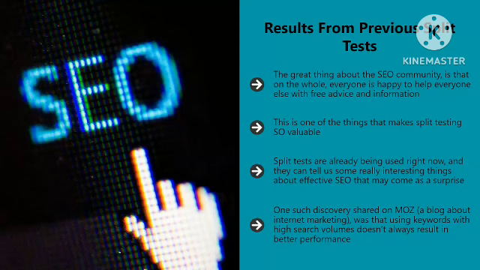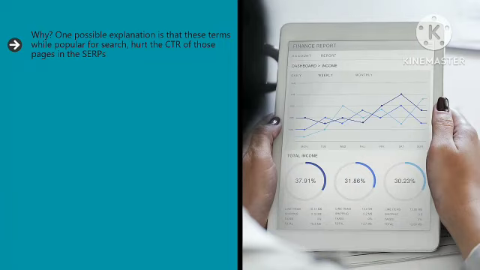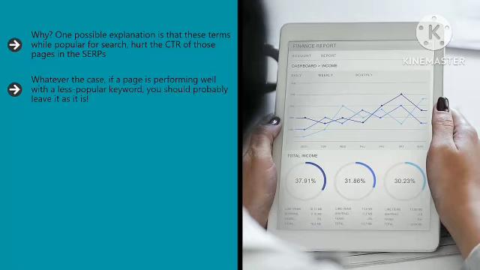Will Critchlow tried inserting more popular key phrases into the meta tags and content of existing pages, and found that in many cases those pages saw a drop in organic traffic of as much as 20%. Why? One possible explanation is that these terms, while popular for search, hurt the CTR of those pages in the SERPs. Another possibility is that this had to do with Google's RankBrain algorithm, its attempt at understanding meaning more than explicit keywords. Whatever the case, if a page is performing well with a less popular keyword, you should probably leave it as it is.